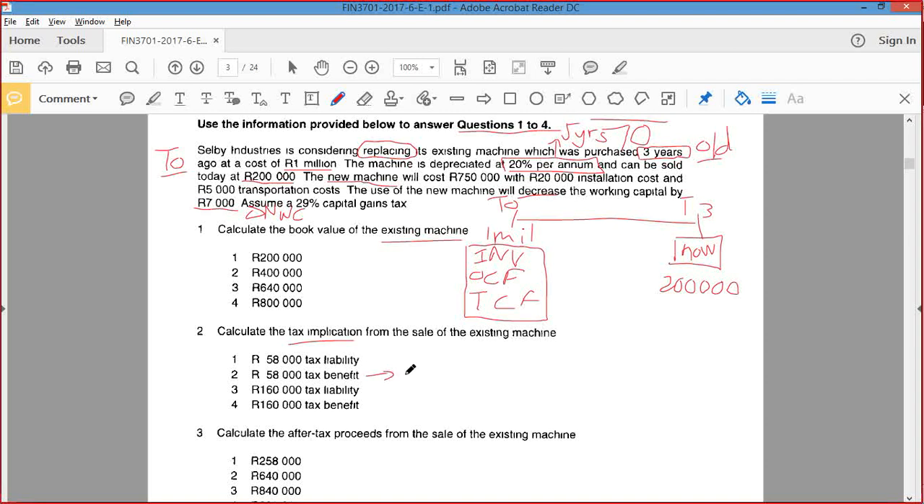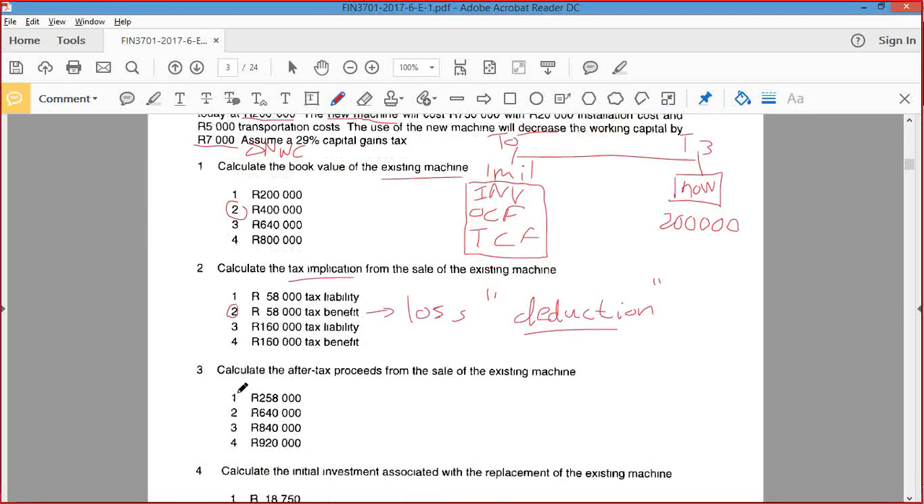Just to recap theory, right? A loss is seen as a deduction. It reduces your taxable income. It basically allows you to pay less tax. It's a benefit. Yeah. 2. Perfect. Yeah. Number 3, calculate the after-tax proceeds from the sale of the existing machine.